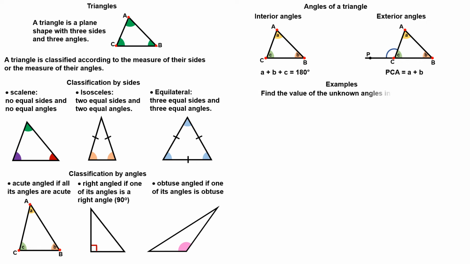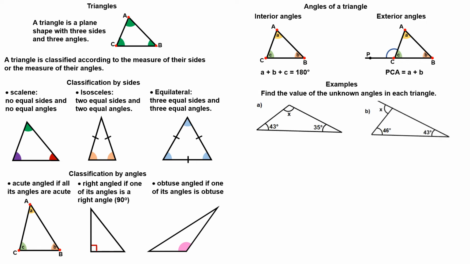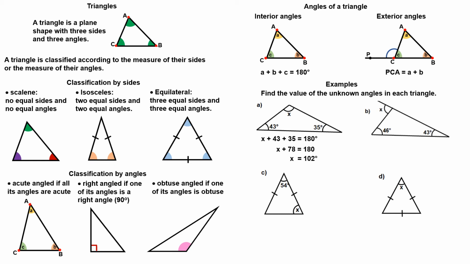Look at the examples. Interior angles in a triangle add up to 180 degrees. X is 102 degrees. The size of the exterior angle of a triangle is equal to the sum of the interior opposite angles.